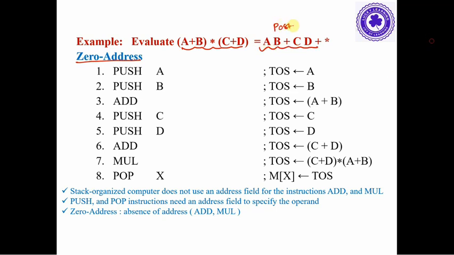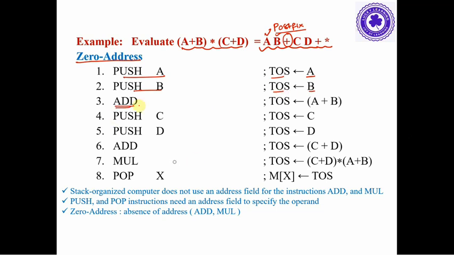Now the postfix notation of A plus B star C plus D is AB plus CD plus star. Now how do we write zero address instructions? Simple. If it is an operand, it is to be pushed: push A, push B. Then if it is an operator, simply perform the operation. Now what happens in the case of push A? A is moved onto the top of the stack, B is moved onto the top of the stack.